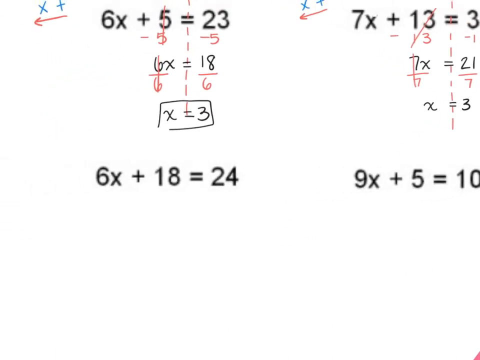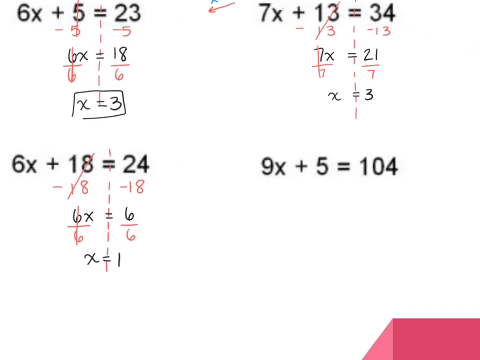Same thing here. I have multiplication then addition, and I work backwards to undo. I'm going to undo addition with subtraction. When I subtract 18 from both sides, I get that 6x is equal to 6. Undo multiplication with division, and 6 divided by 6 is just 1. 6 times 1 is 6. 6 plus 18 is 24.